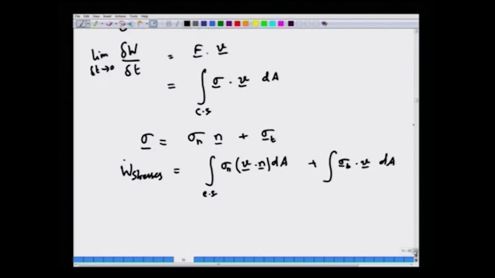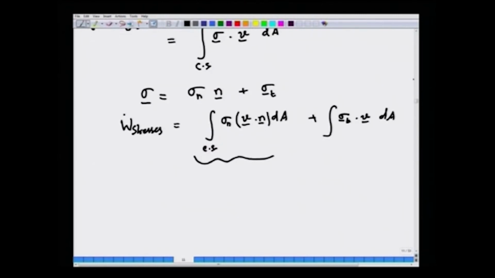Now, this is the normal rate at which work is done by the normal component of the stresses. This is the rate at which work is done by the shear or tangential component of the stresses. This is the work done on the entire control surface. So, this is the work done on the entire control surface by the shear stress. Work done by the control surface on the surroundings is the negative. So, this is the work done on the CV.